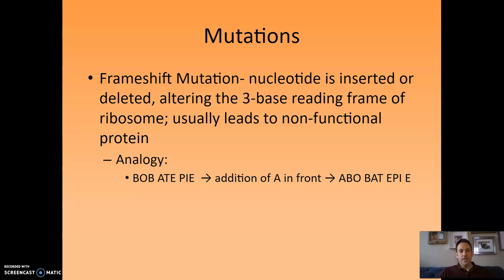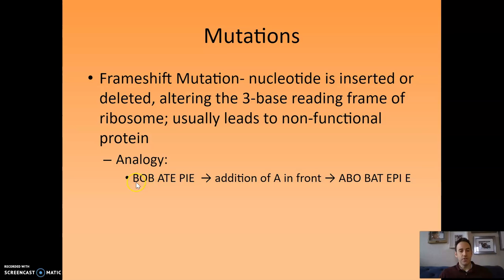The final type of mutation is a frameshift mutation. A frameshift mutation is a change in what's called the reading frame of the translation. So remember, we read 3 bases at a time, right? So in a frameshift mutation, what happens is we either insert a base, or we delete a base. And so that's going to alter the 3-base reading frame and usually lead to a non-functional protein.